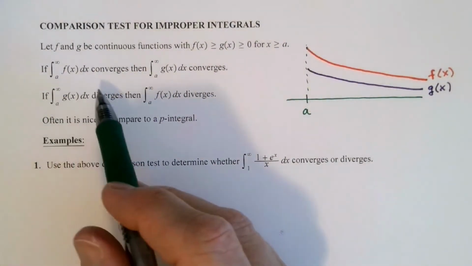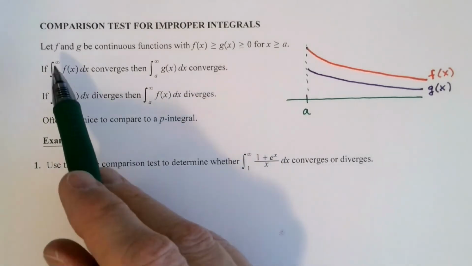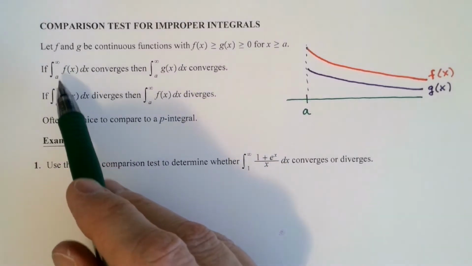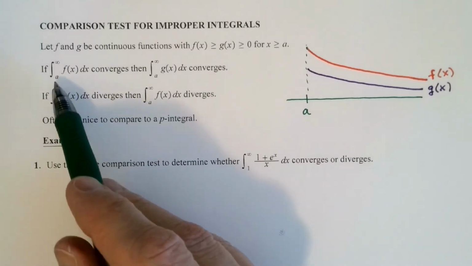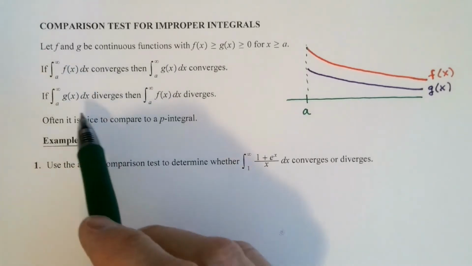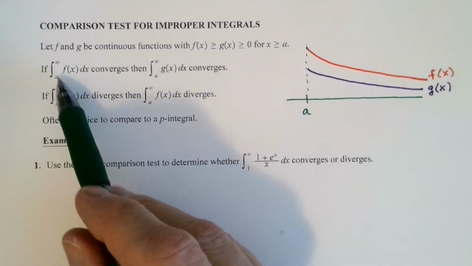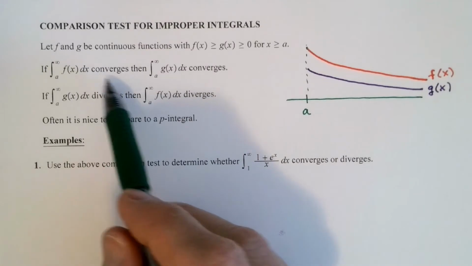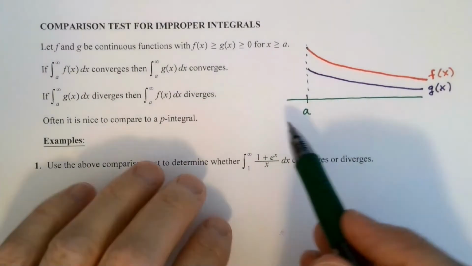So let's see if the following makes sense. And notice these are improper integrals now, back to the first type we were talking about, where we have infinite limits of integration. And you can see we're going from a lower limit of a to an infinite upper limit. So if the integral from a to infinity of f of x converges, then the integral from a to infinity of g of x converges. And let's see why that's the case.